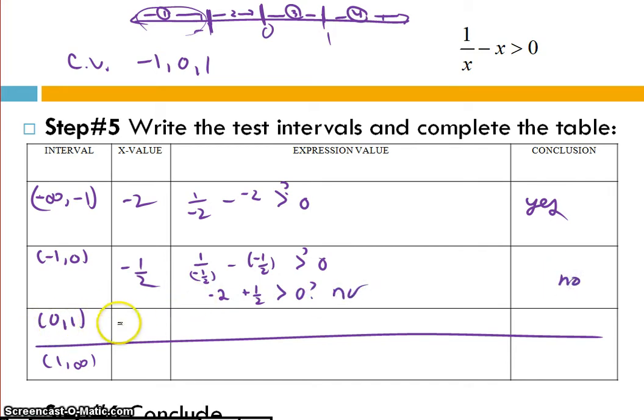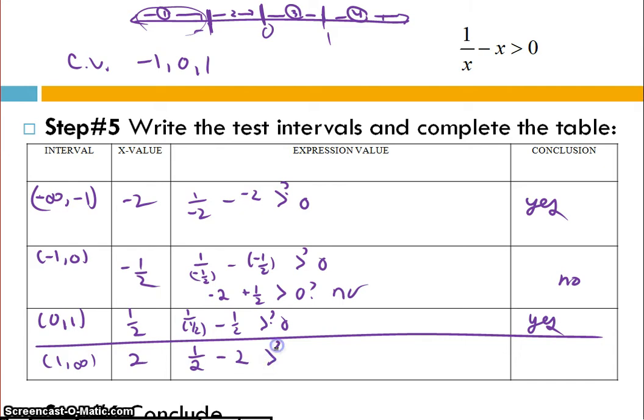Okay, for a number between 0 and 1, that would be positive 1/2, because between 0 and 1 they're all the fractions. So I have 1 over 1/2 minus 1/2, and is that number bigger than 0? 1 divided by 1/2 is 2, minus 1/2 is 1.5, so yes, that number is bigger than 0. And then finally, for a number between 1 and infinity, you could pick 10, but I'll pick 2, because that number's small and easy to deal with. So I have 1 over 2 minus 2. Is that number bigger than 0? So 1/2 minus 2 is minus 1.5, so no.